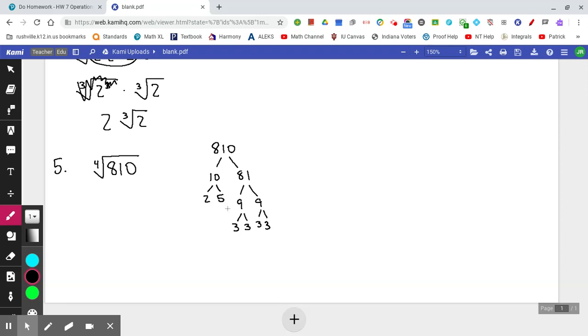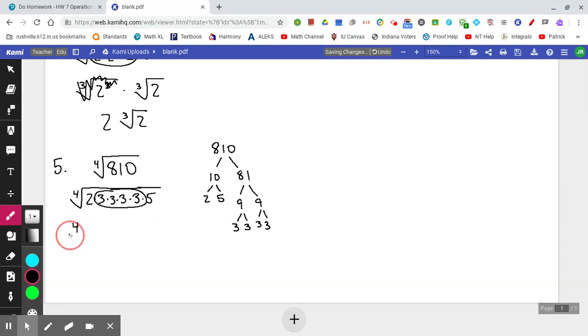And so 2, 5, 3, 3, 3, 3. If I multiply all this out, 2 times 5 times 3 times 3 times 3 times 3, I should get 810. Okay, and so what I'm going to do now is rewrite this as the 4th root of 2 times 3 times 3 times 3 times 3 times 5. And I'm looking for groups of 4. So I have 4 3s right here, so I'm going to group them all together.